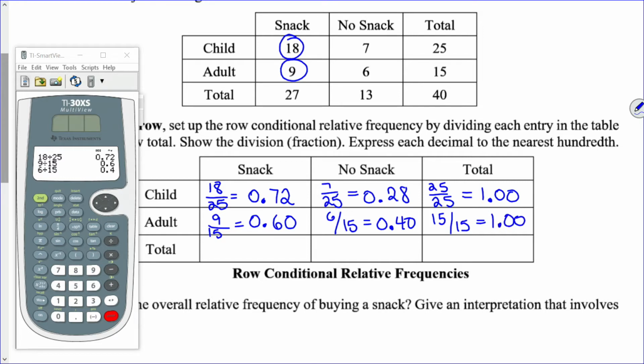All right. Finally, in the total column, I'm going to have 27 divided by 40. And that's going to give me 0.68 when I round to the nearest hundredth. Then here I'd have 13 divided by 40.